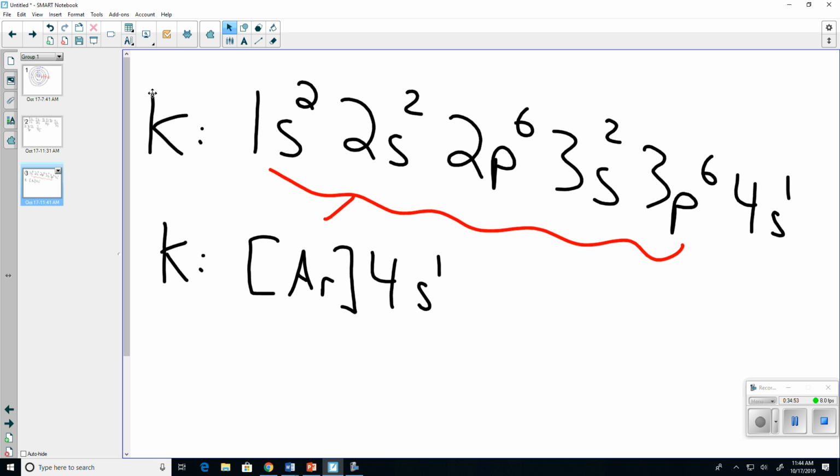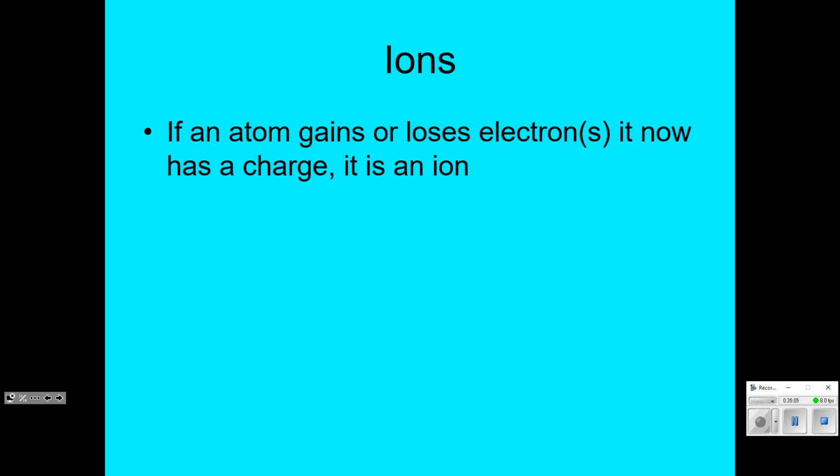Now, this is it for the weights. What we have to go over a little bit more the rest of today and next class is different examples that are a little bit trickier than others. Okay, here we go. On the very top of the third page of your packet, it has the question of what are ions? Here's our definition. An ion is an atom that gained or lost an electron or electrons. This gives it a charge.